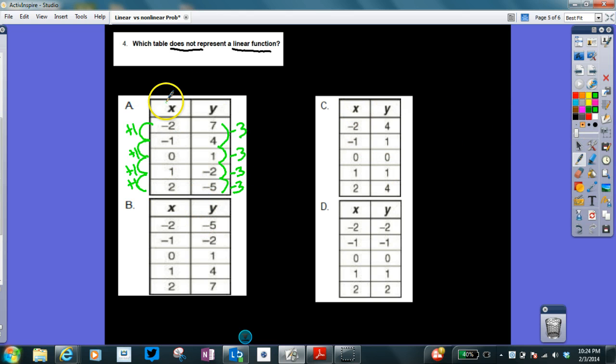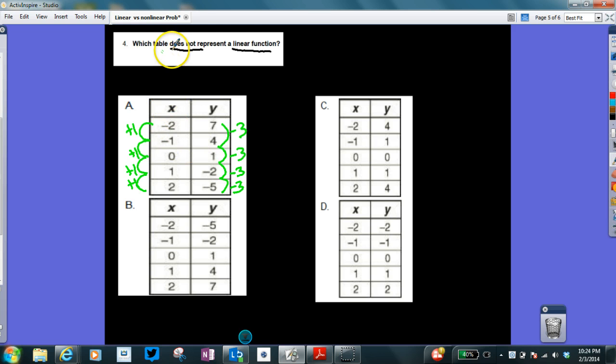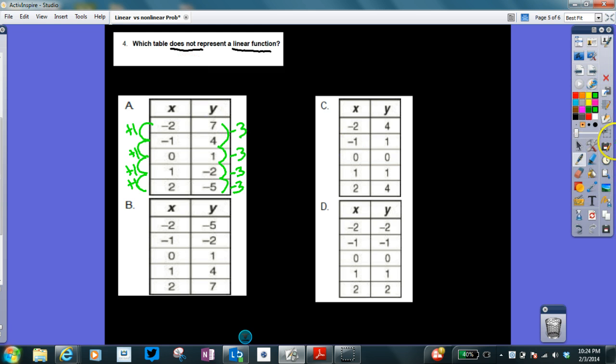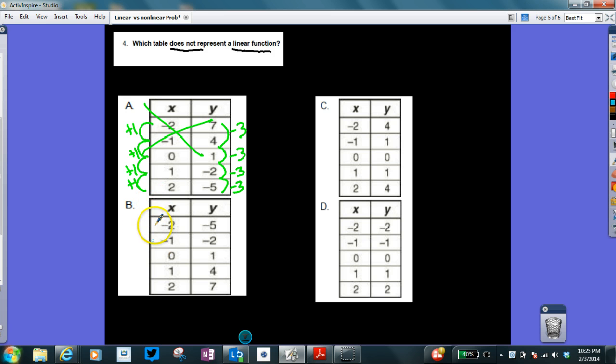So because we know A can't be it because it's asking which one does not represent a linear function. Well, A definitely represents a linear function. So let's go on down to B. Again, your domain is the exact same. Negative 2 to negative 1, 0, 1, 2. I'm just going to put one big plus 1. But if I'm doing it, I'm actually going to show each one of them.